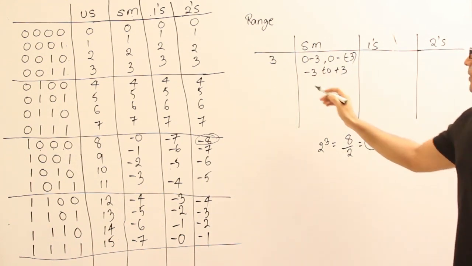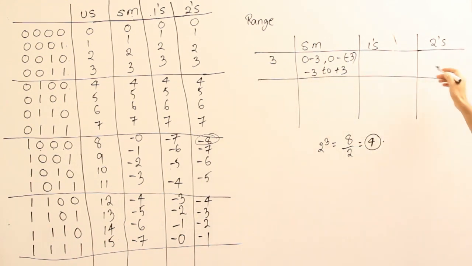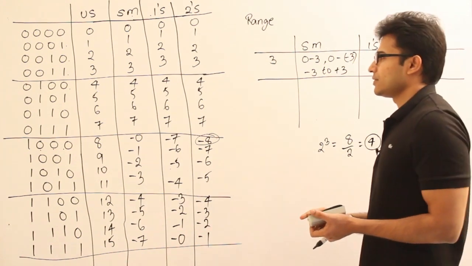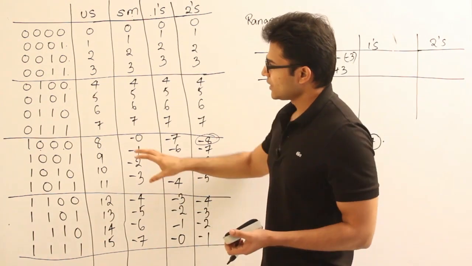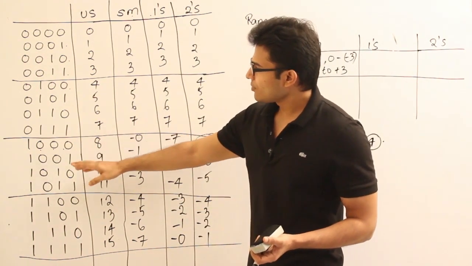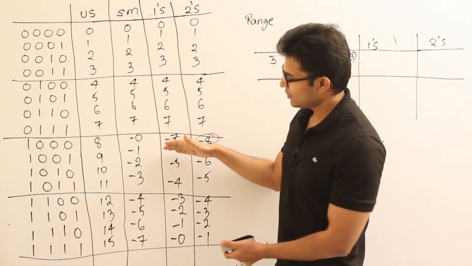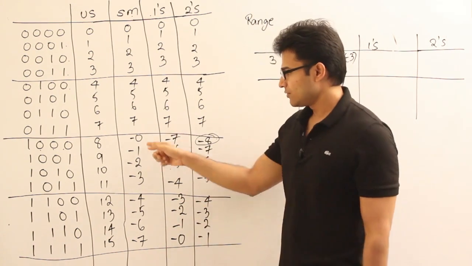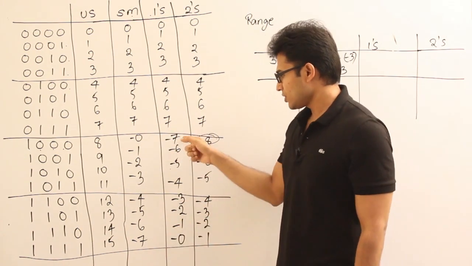Got it? Now the same thing applies even for ones complement. The main difference between ones complement and signed magnitude is the way in which you assign these combinations to the numbers, but the total numbers are the same. Here we start from minus 0 to 7 and here we start from 7 to 0.